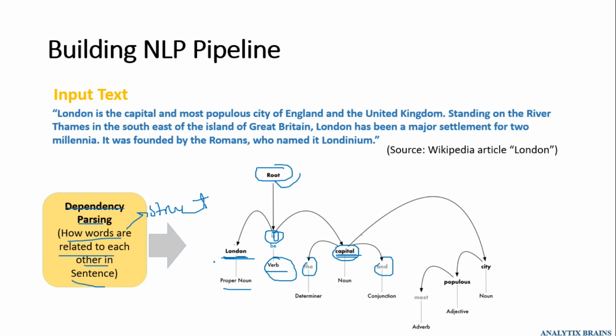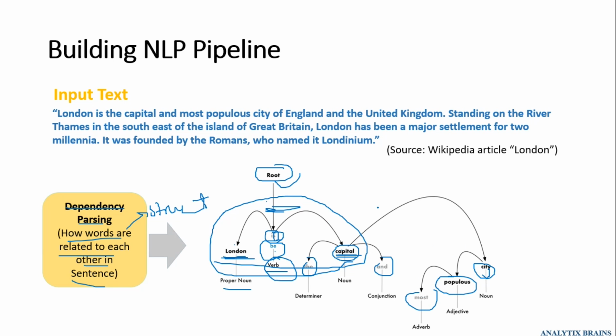So if we take only this branch, we will be left with the sentence London B capital, and if we remove this word using lemmatization, then we will have London capital. Similarly, if you go down, you can see the word city is dependent on the words populous and most. So this tree level hierarchy will help us to understand the tree pattern, or the sentence structure.